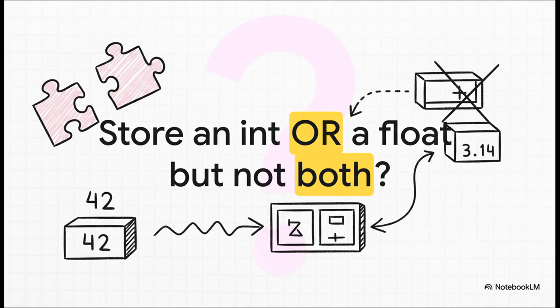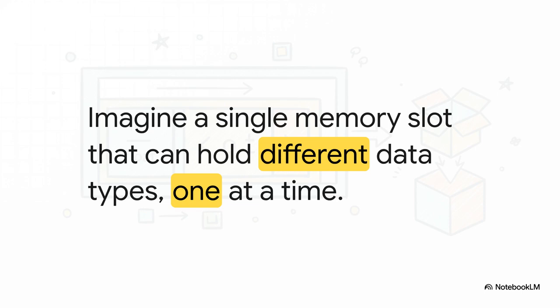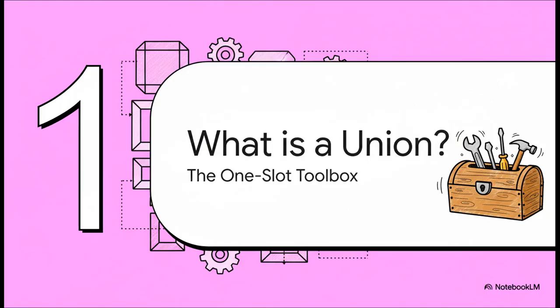Well, you just stumbled on the exact problem unions were invented to solve. The core idea behind it is just brilliantly simple. Seriously, think of it like a single parking spot. You can park a car in it, you can park a motorcycle in it, or you can park a scooter in it, but you can only have one of them in there at a time, right? That, in a nutshell, is the essence of a union. So let's get official. What exactly is a union? We're calling it the one-slot toolbox, and you'll see that analogy is a perfect fit for how this thing works.